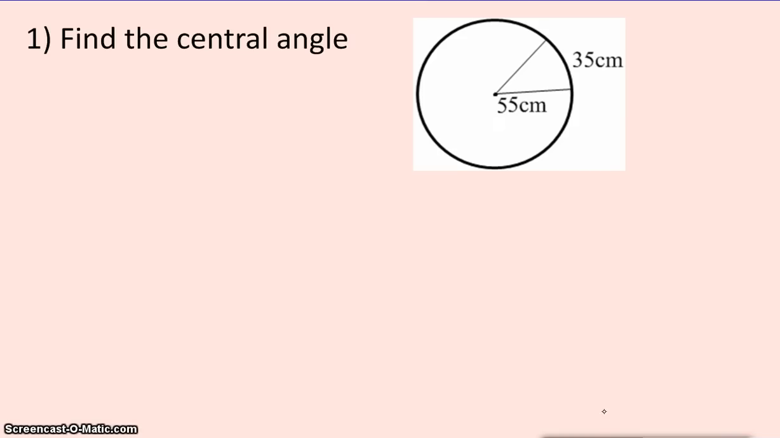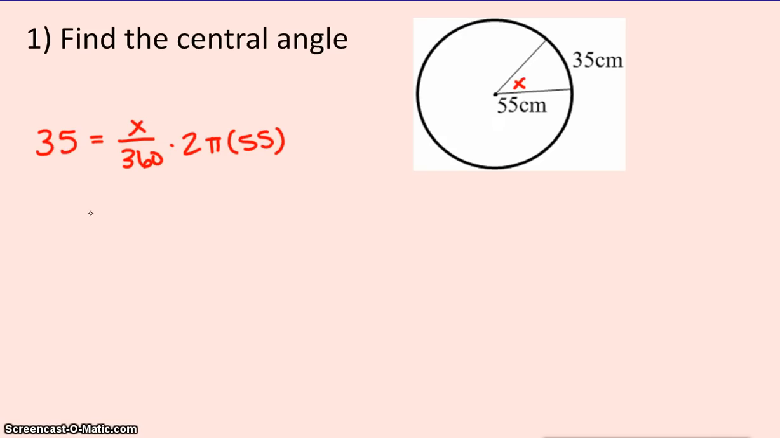Alright, in this case I'm asking you to find the central angle. I've given you the radius and I've given you the arc length. So the arc length is equal to the angle over 360 times 2 pi r. Notice that I plugged in 55 for r, I plugged in 35 for the arc length, but I plugged in the variable, just any one I wanted, x, for the angle measure. So now it's our job to solve for x.